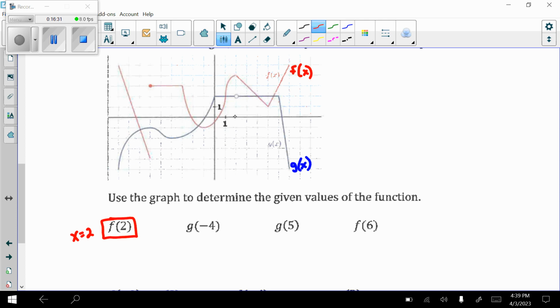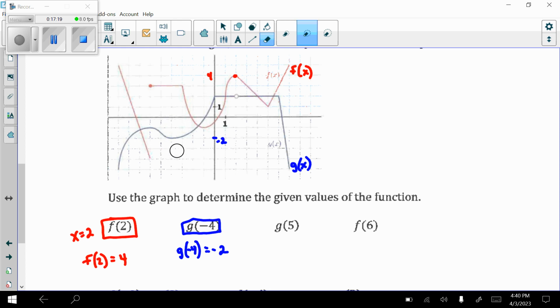So I go over here to 2, and I evaluate all the way up here, and I believe that is 4. That point, f of 2, is equal to 4. For this one, I'm looking at my blue function, so I'm going to go over here to negative 4. It's kind of hard to see. 1, 2, 3, 4 right here. And then I'm right down here on this blue graph. So down here, I believe that's sitting at negative 2. So g of negative 4 is equal to negative 2.